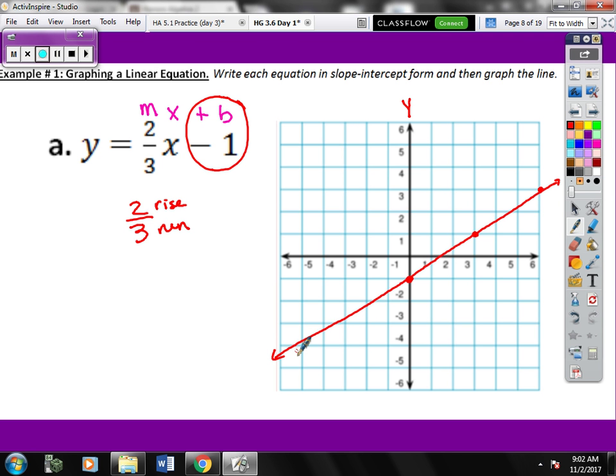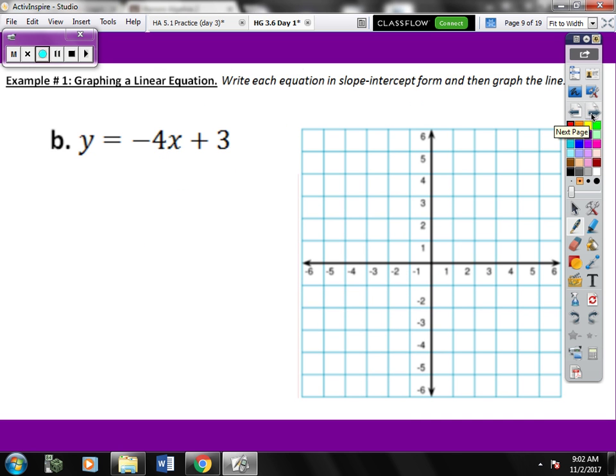Now, let's suppose that my graph paper didn't have enough squares. Remember that you can also count down 2 and backwards 3 to come up with an additional point. You can always do the inverse, which would be negative and negative, to go down and back to come up with more points. Now the next one is not a fraction.